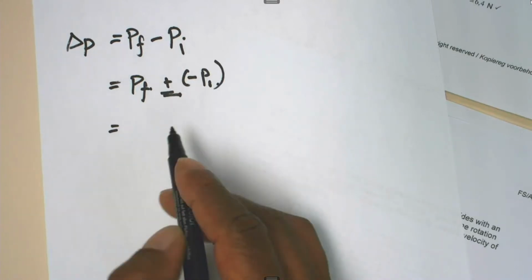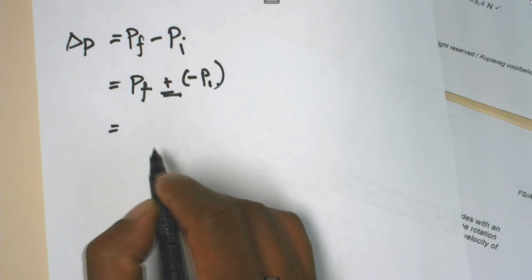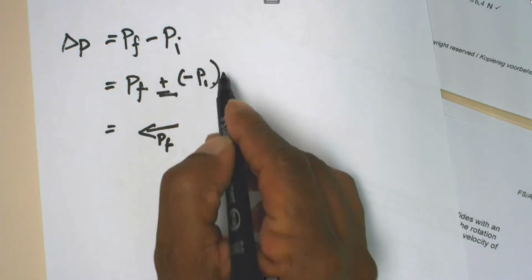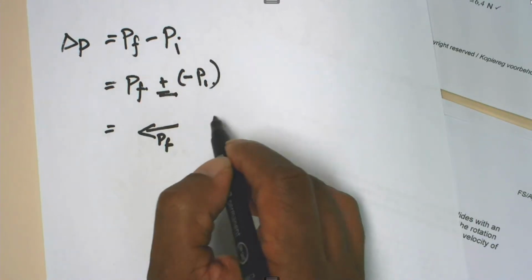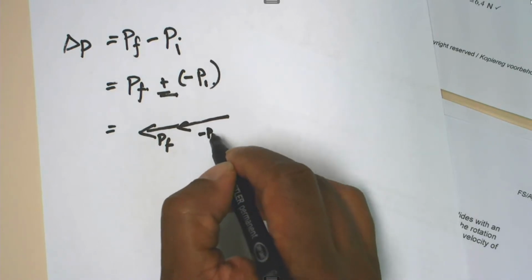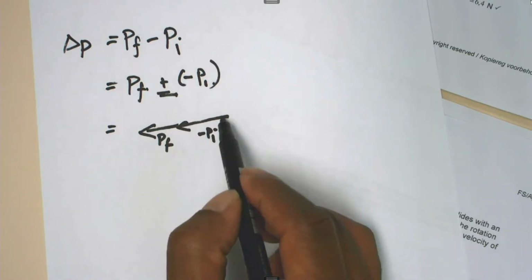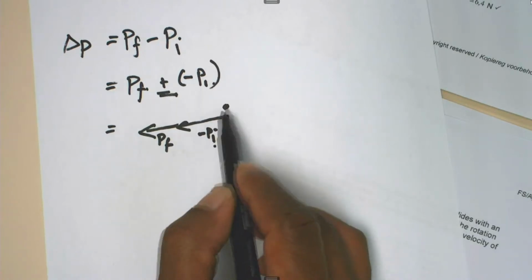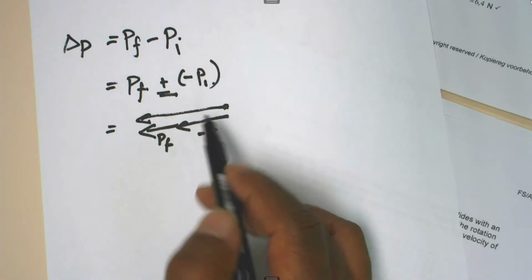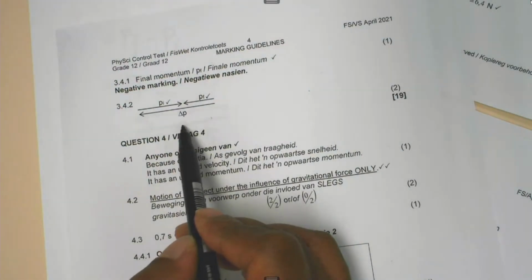So finally, this object was going in the western direction, because initially it was going east. So it is final. Now we are taking this and adding the negative of it, so it is going in that direction. The minus of P initial is going to go in that direction. We start here because it's an initial, and then we go in that direction for the result. That is the reason why our delta P is going to go in that direction. Hence on the memo we reflect it that way.